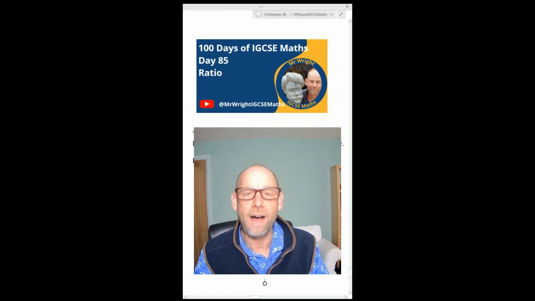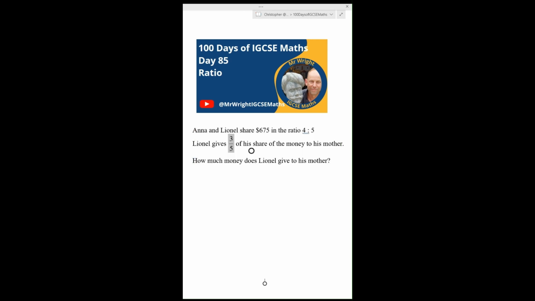It's day 85 of 100 days of the Maths IGCSE Exam Questions, and we're looking at a question with ratio and fractions. Now's your chance to pause. Okay, so you have Anna and Lionel splitting money in the ratio 4:5. The total of those ratios is 9. They're splitting a total of $675. So my 9's been multiplied by 75.